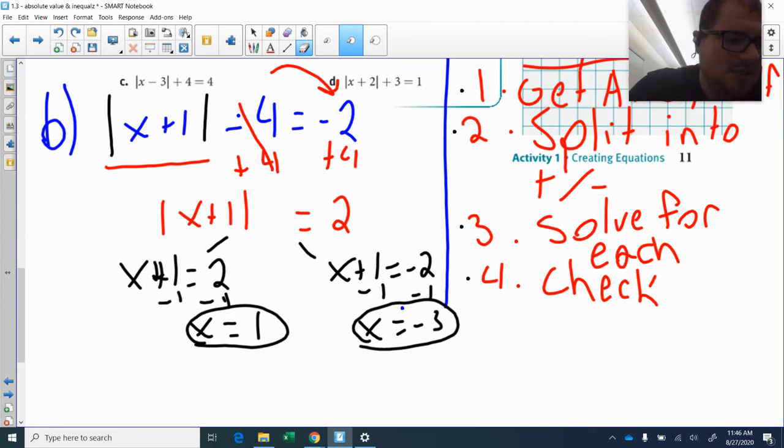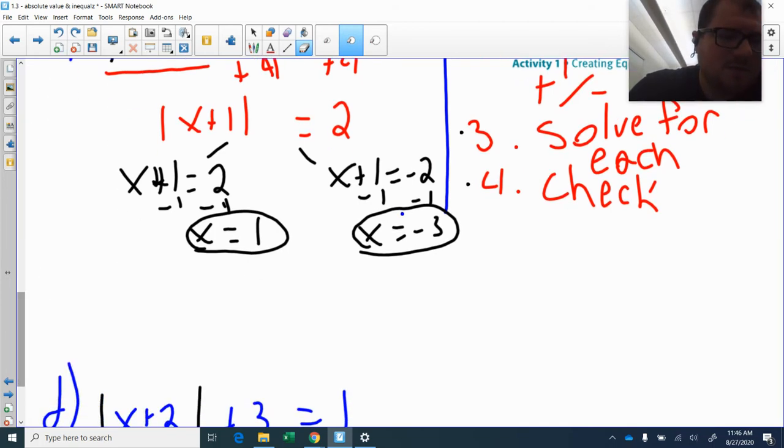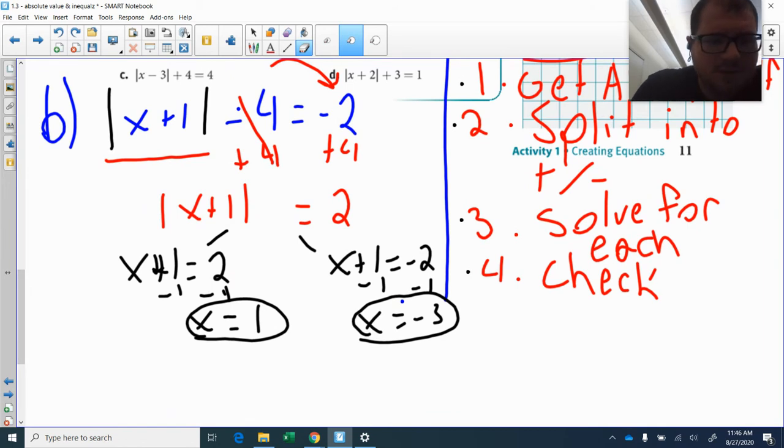We're just going to take each of these and plug them right back into the original, okay? So if our original up here is the absolute value of x plus 1 minus 4 equals -2, I just want to plug this in. This would end up being the absolute value.